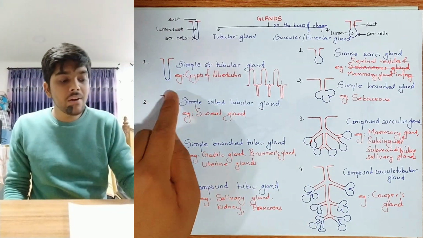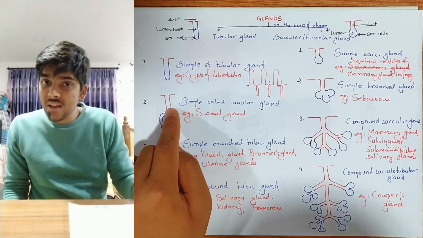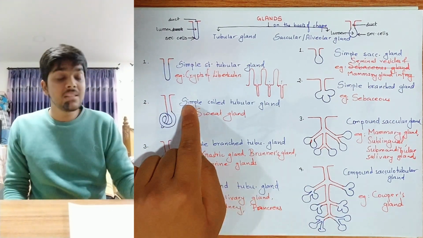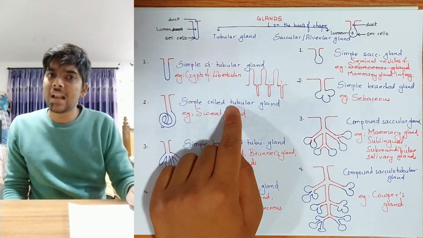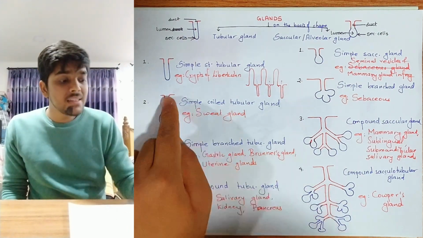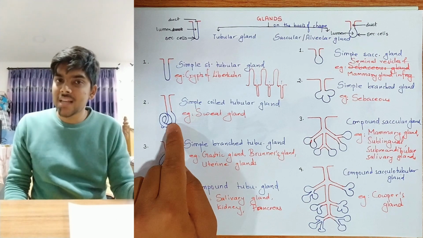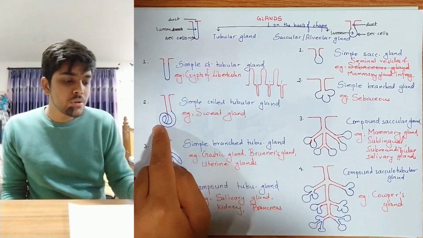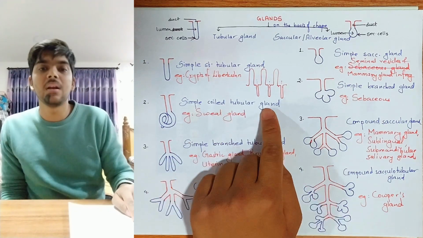Secondly, look at the red part. The duct. Is it branched? No. That means the gland is simple. Is it tubular? Yes. That means the gland is tubular. Is it straight? Nah. What has happened? The end portion is highly coiled. So it's your simple coiled tubular gland.